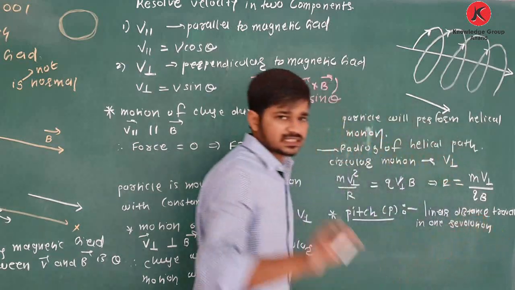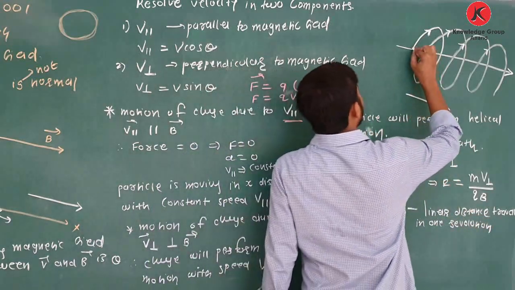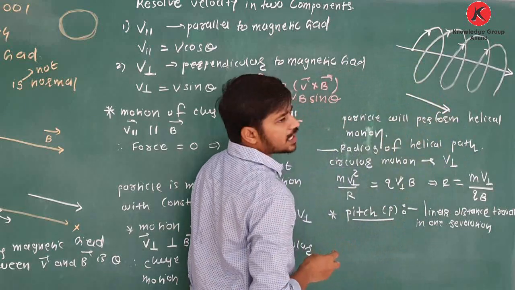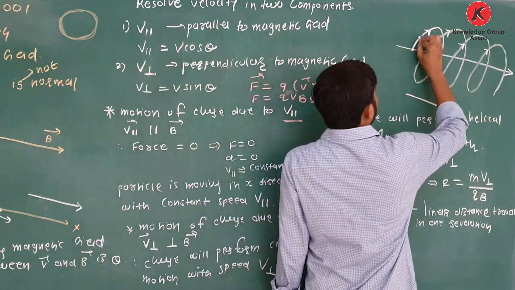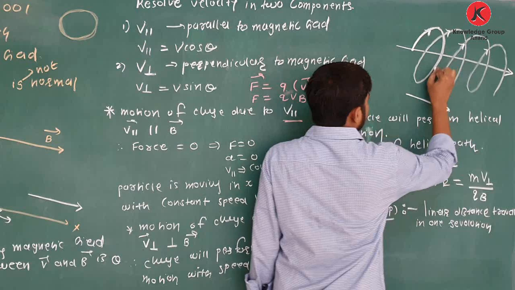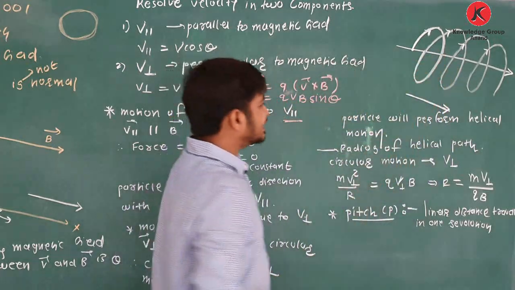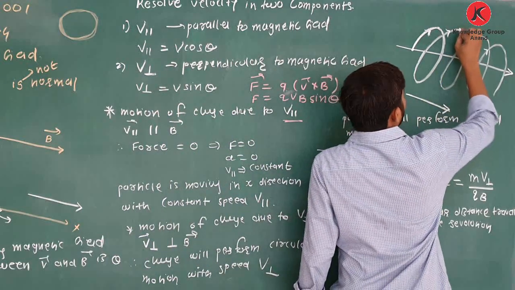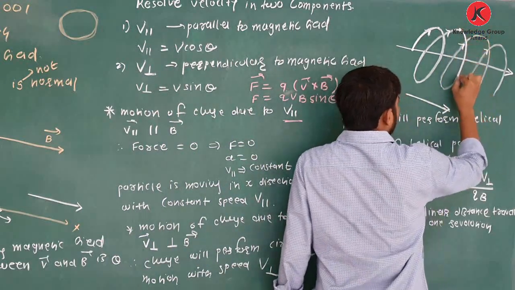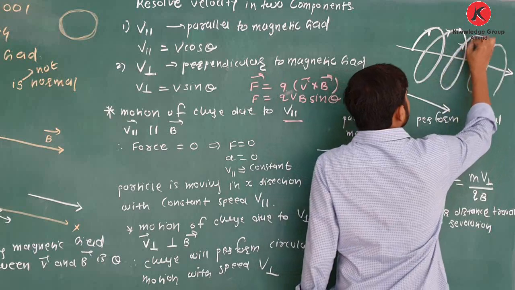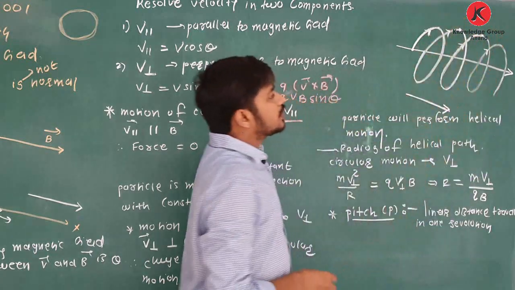What is the meaning of this? See in this figure. If it is starting from this point, yes, it is performing one revolution. Or I can say if it is starting from this point, it is moving, yes, again at this point. It is called one revolution.